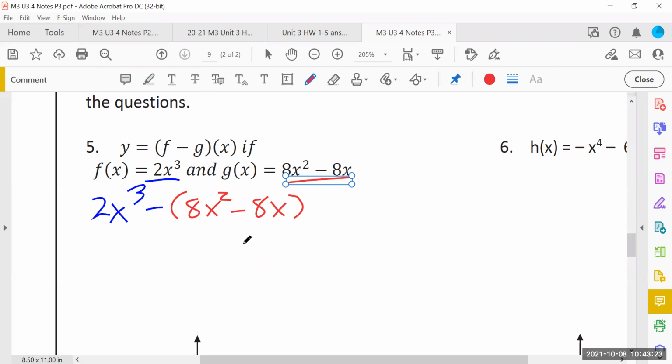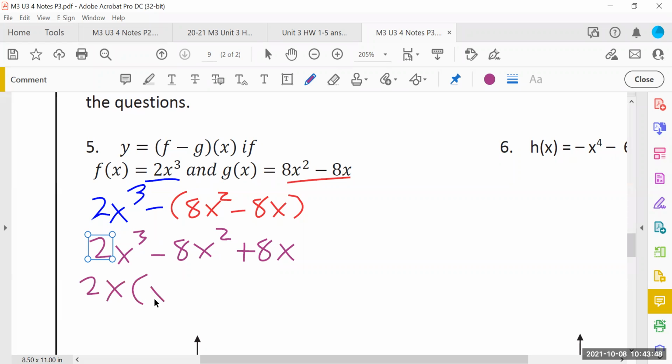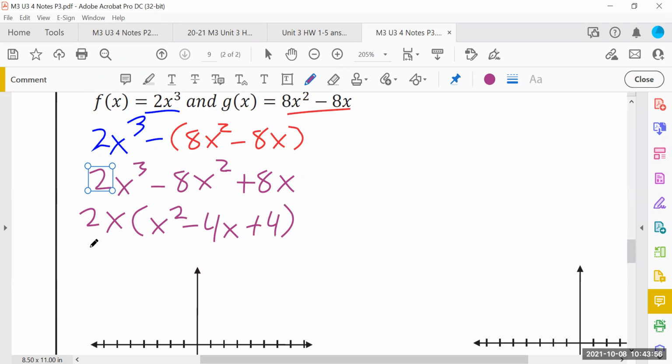Everybody's good. So I can distribute this negative in and really make this 2x cubed minus 8x squared plus 8x. Is everybody good with that? That negative applies to both of those terms. Now, factor out the common factor, 2x from that whole thing. x squared minus 4x plus 4. And then trinomial factoring, 2x, x minus 2, another x minus 2.